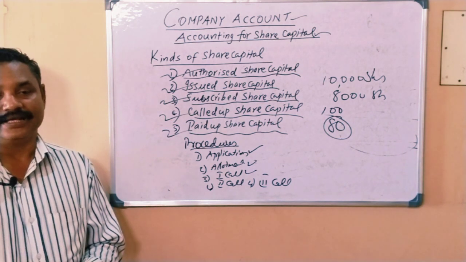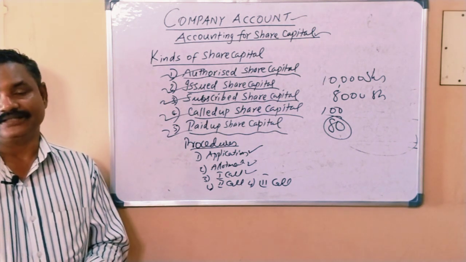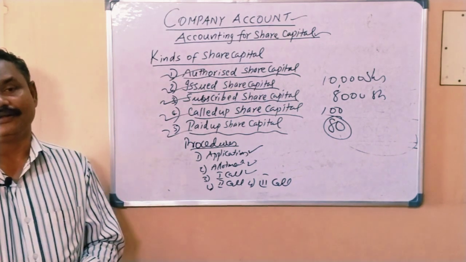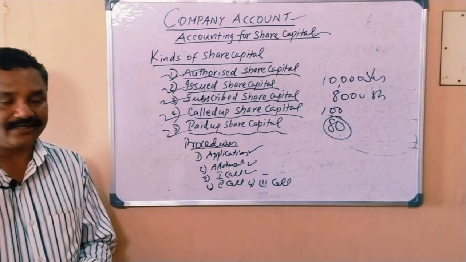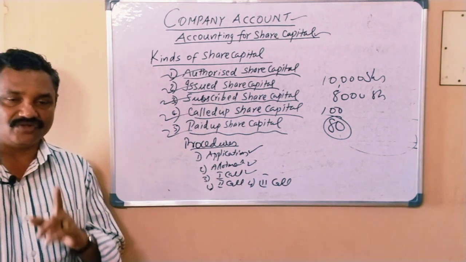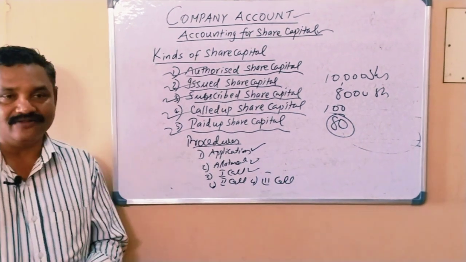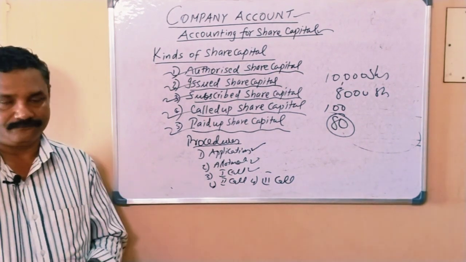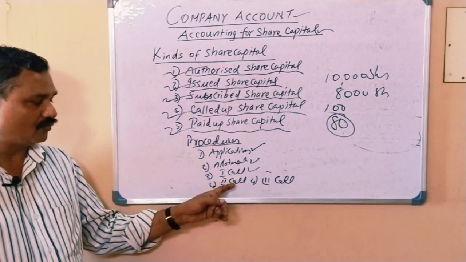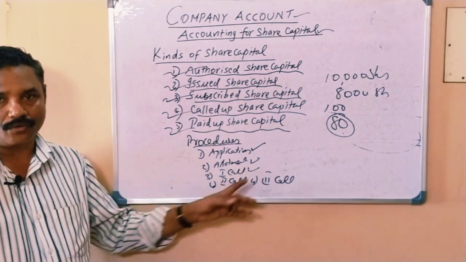Next entry, that is the due entry: share application account debit to share capital. So now you have dealt with the 2 journal entries in case of application. One is the receiving entry and the other one is the due entry. Like that in all cases: share allotment also, first call also, second call also, final call also.